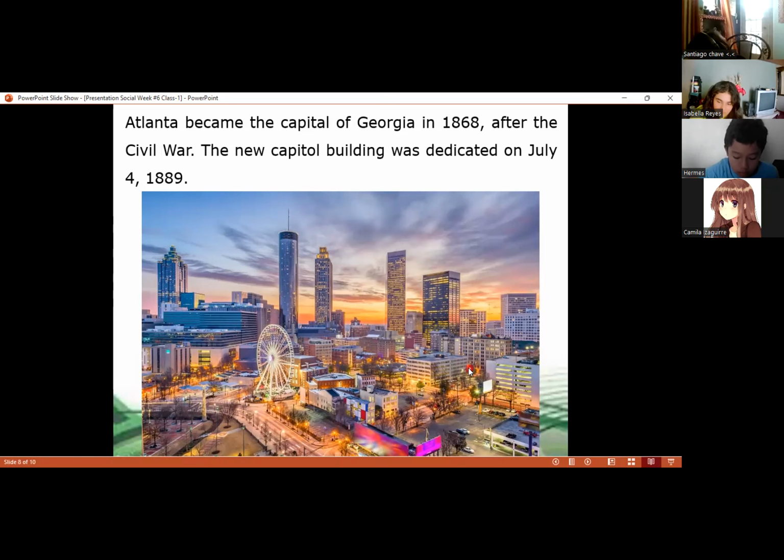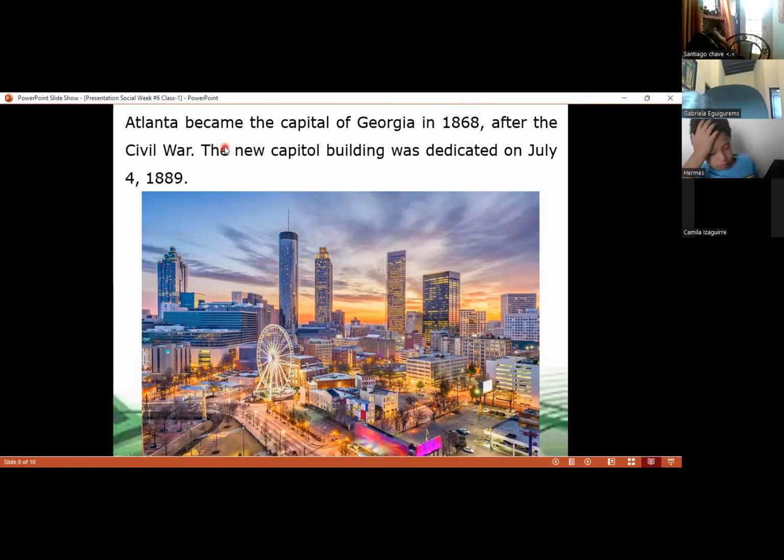Atlanta became the capital of Georgia in 1868, after the Civil War and during the Reconstruction period. Remember that the Reconstruction period started in 1865. So 2 years into the Reconstruction period, Atlanta became the capital of Georgia. And the new Capitol building was dedicated on July 4th, 1889.